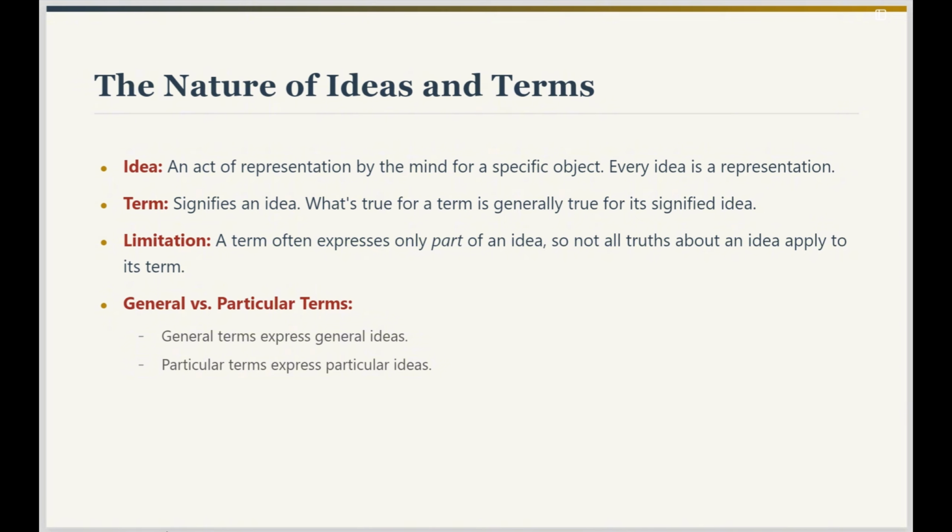A single word often captures only part of the full richness of an idea. Think of cat. It doesn't capture every unique trait of Schrödinger's famous feline. So sometimes, what's true for the whole idea might not neatly apply to the term used for it. This distinction also leads us to general terms, like cat, covering many cats, versus particular terms, like this specific tabby cat, referring to one unique instance.